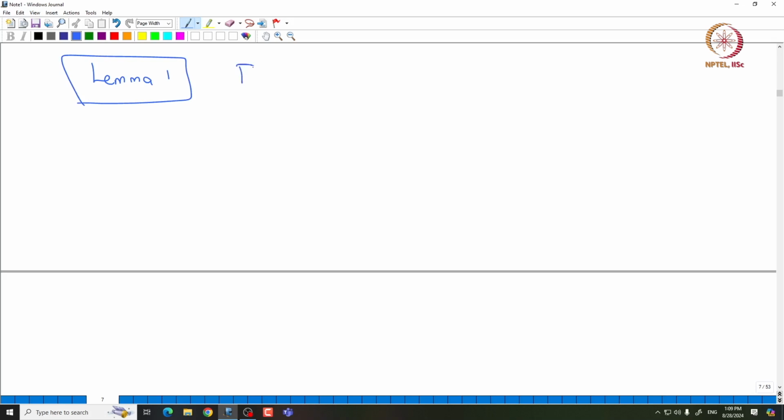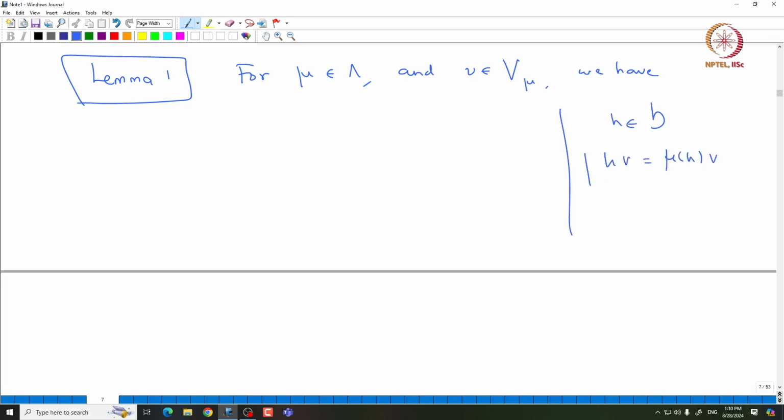So, for mu in lambda and a vector v in V mu, we want to calculate how the first summand is acting. Note that if I take any h in H, h v is going to be mu of h v, because V mu by definition is those w in V such that h w equals mu of h w for all h in H. So for any vector v in V mu we have h v equal to mu of h v, and this is true for all h in H.